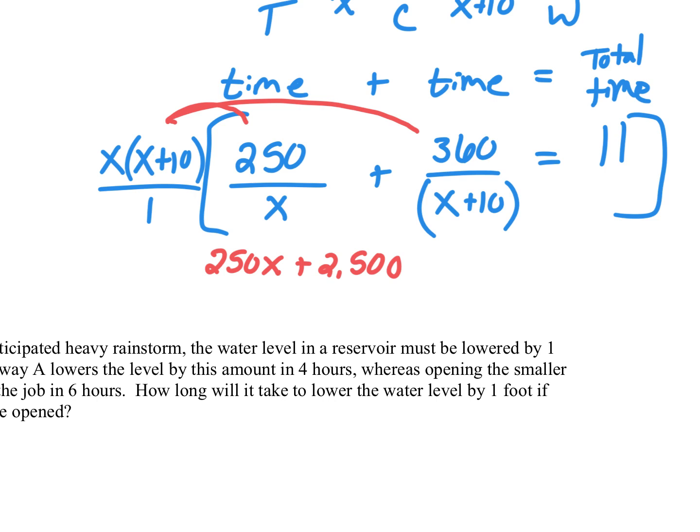So now we're going to cancel out the x plus 10 because that's on the bottom. That'll cancel with that factor. So this would be 360 times x equals 11 times all of this. And I'm not going to distribute all of that. I'm just going to write out 11x times x plus 10.